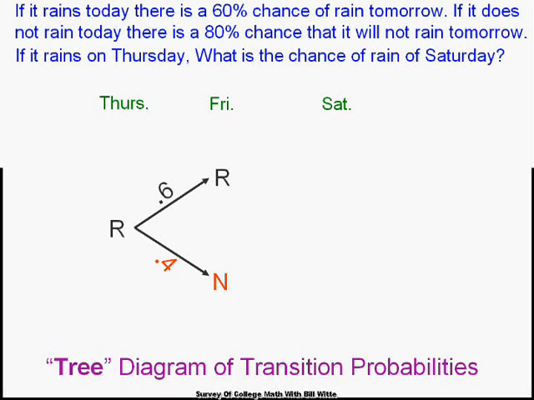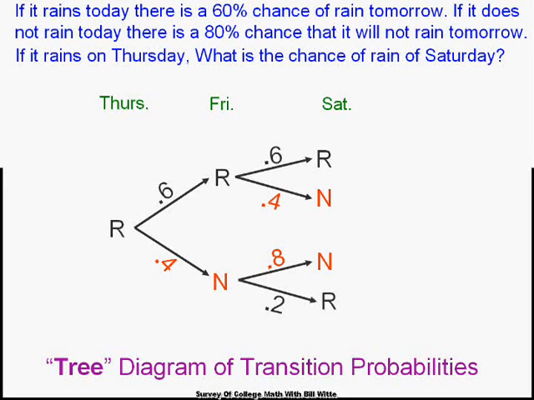Now I have to go one more level. Let's see. If it rains on Friday, then I can use my 60%, 40% chance to get to Saturday. And if it doesn't rain on Friday, I have to go to the 80%, 20% chance for a non-raining day. Okay, now I've taken this tree diagram out from Thursday to Saturday, but I have to answer the question.